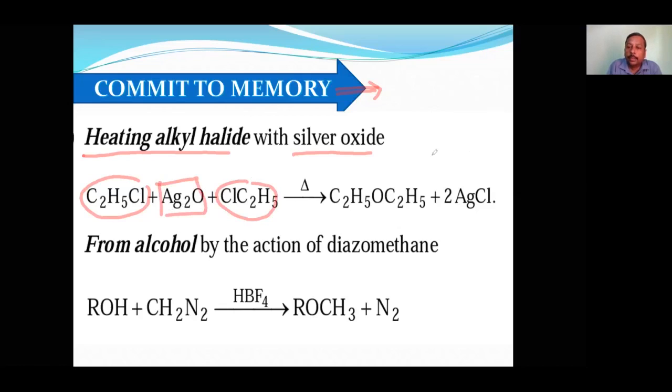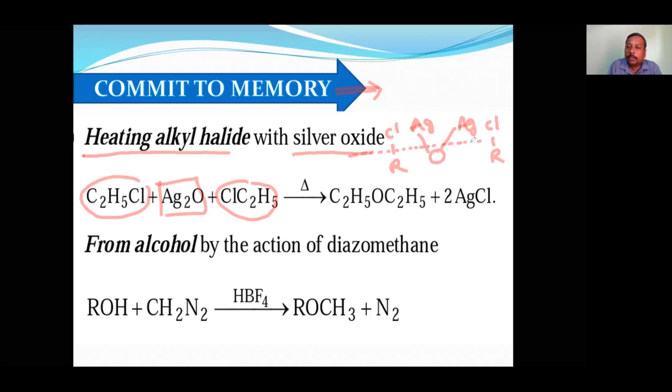Okay. So here I will tell you the memory technique. This is the oxygen. On either side this will be Ag. On either side it will be Ag. And here it will be Cl, and here it will be R. Here again it will be Cl, here it will be R.